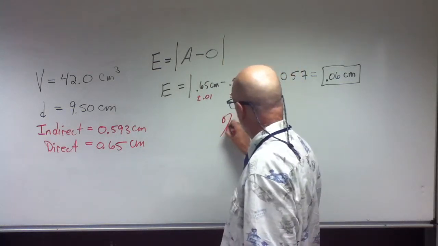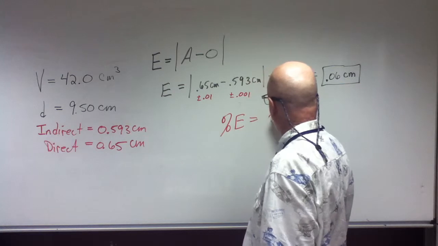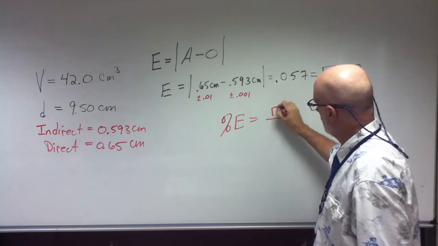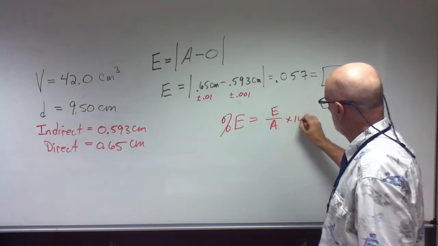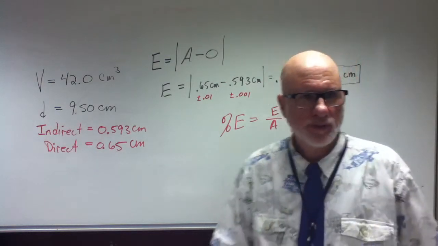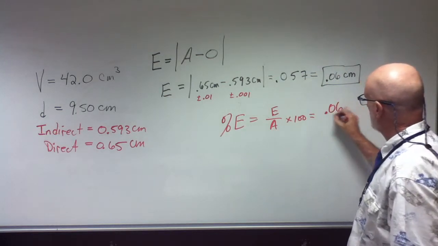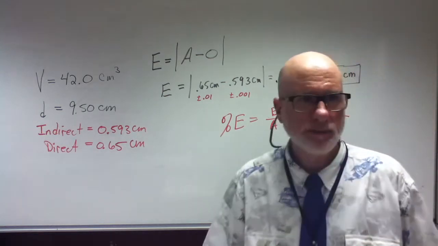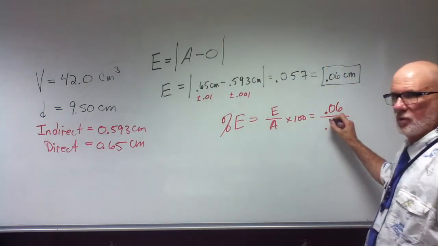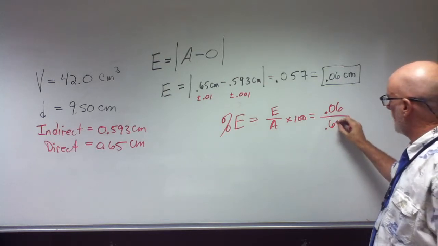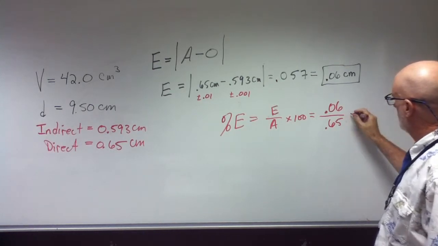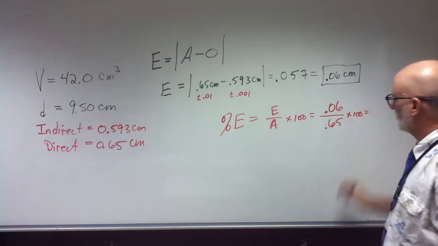Percent error will be the error divided by the accepted value times 100. What's the error? 0.06 divided by, what is it? Point what? 65 times 100. Yeah, times 100. What's the answer?